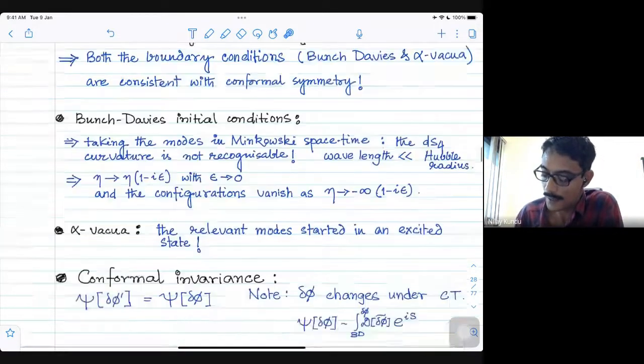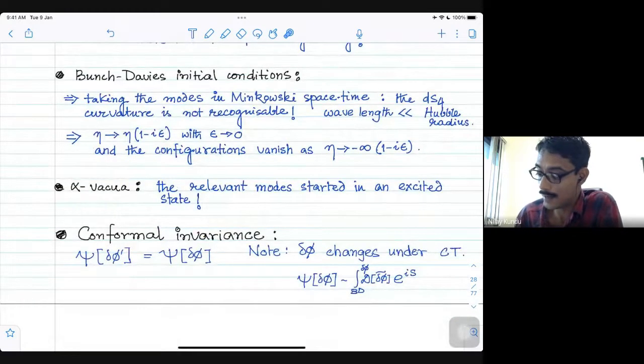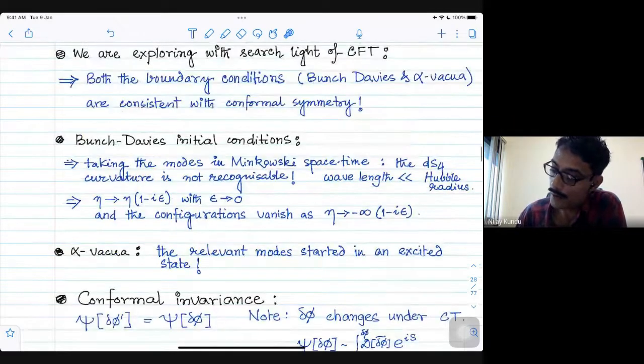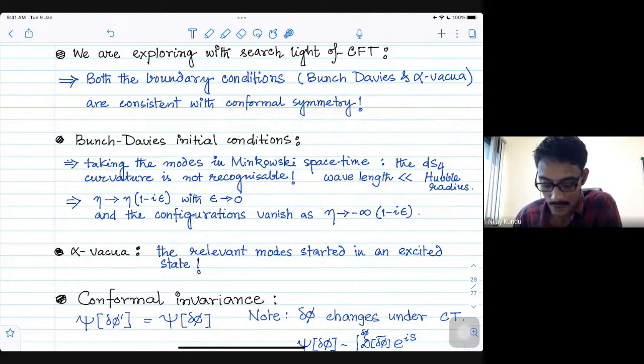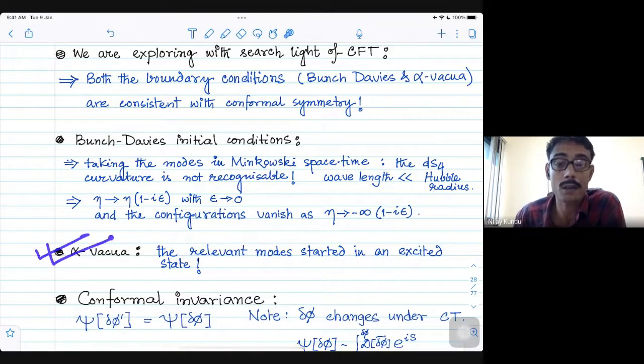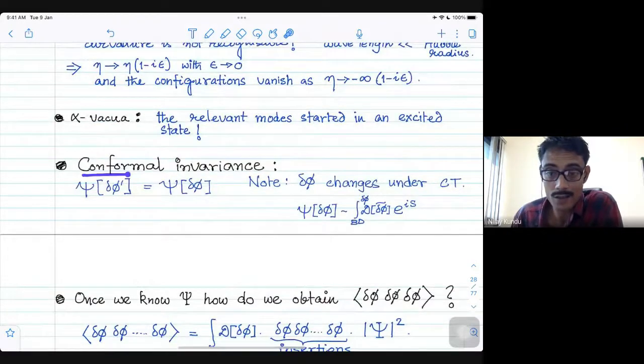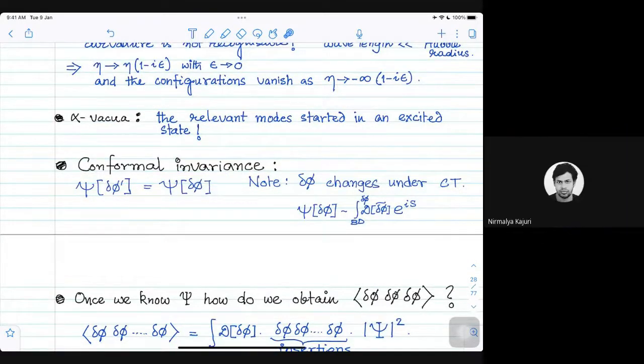And as we will see later, these alpha vacua are like modes that didn't start in the Minkowski vacuum, but in some excited state. But the most important thing is that both of them are consistent with conformal symmetry. So if we are working with this principle that we should look for whatever is allowed by the conformal invariance, or the scaling symmetry and the special conformal transformation, the full conformal group, then we should allow for this vacuum also. So what do we mean by this conformal invariance?